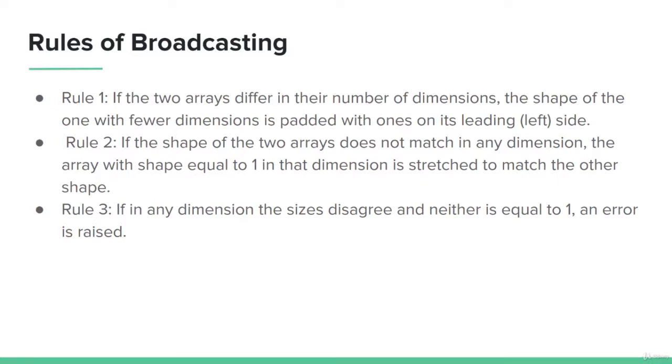And the third rule is that if in any dimension the sizes disagree and neither is equal to 1, an error is raised. So the third rule tells us that only if the dimension sizes disagree and neither is equal to 1, the error will be raised, and this is the only case for that.